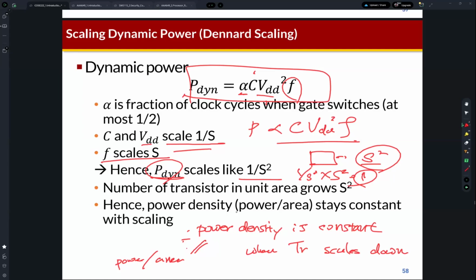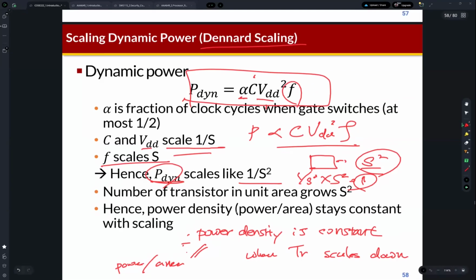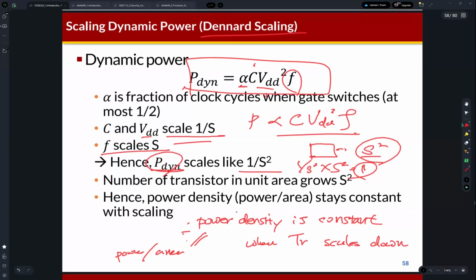So it's very good news, right? Why? We can increase the clock frequency and performance of the CPU without sacrificing any power consumption. Okay, so this is the Dennard scaling, and this is the benefit of the semiconductor scaling.